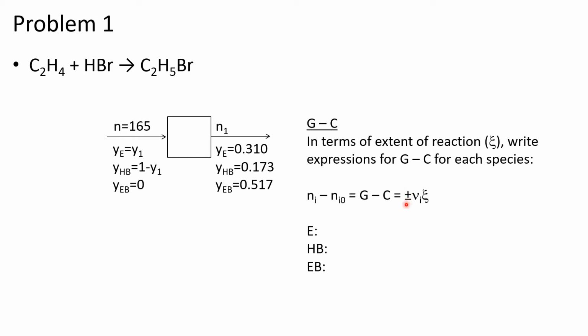Take a moment now and see if you can write what the generation minus consumption term will be for ethylene, hydrogen bromide, and ethyl bromide, given this definition here. I would pause the lecture now and attempt to write out those expressions, and then when you're done, restart the presentation and see if you got the right answer.